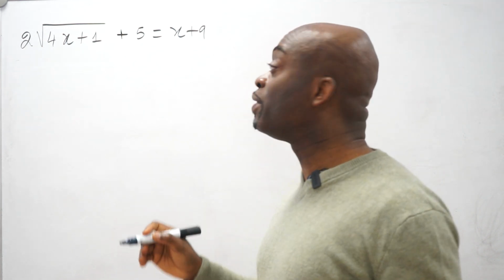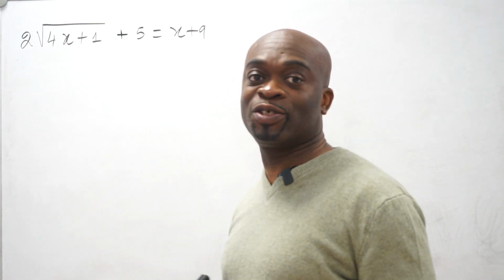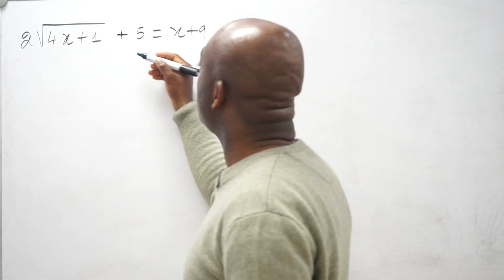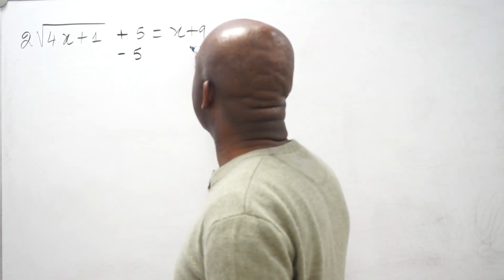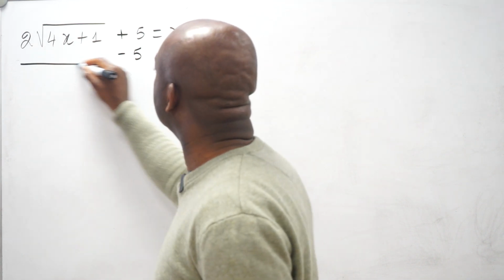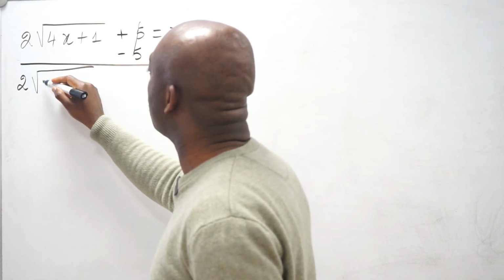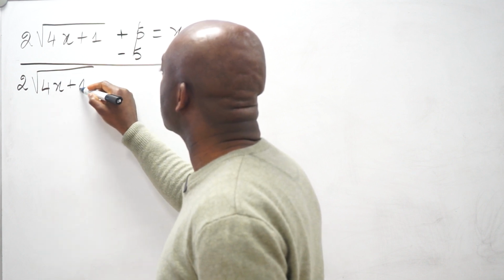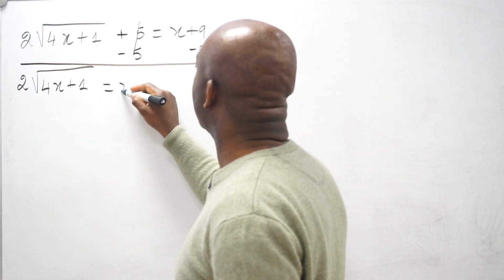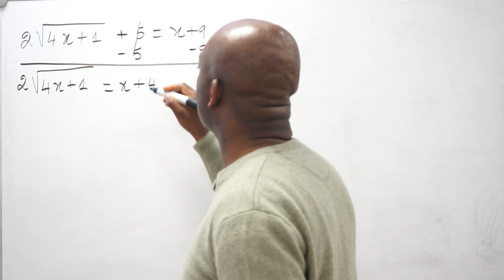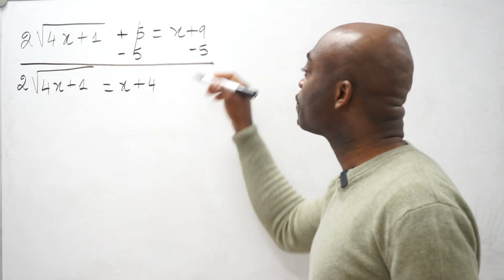And to do that, we have to cancel 5. We've got to cancel 2. So we do the 5 first, by doing negative 5 on both sides. This is out. So we end up with 2 square root of 4x plus 1 equal to what? x plus 4, because 9 minus 5 is 4.